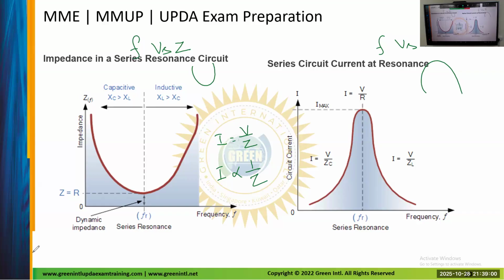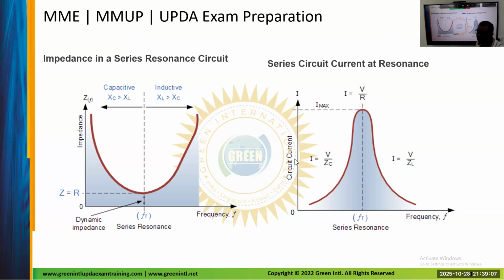From this we can find the bandwidth. We will discuss the rest of the topics, bandwidth and the rest, in the next class. Coming Thursday we have the next class. We will discuss bandwidth, quality factor, transient circuits and network theorems. Okay. Thank you. See you in the next class.